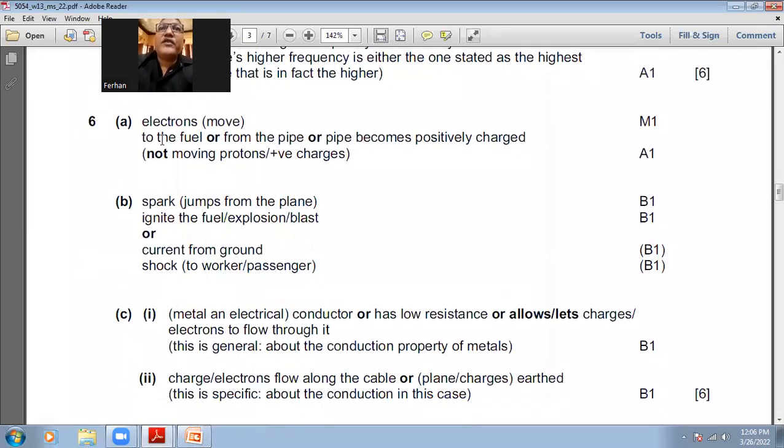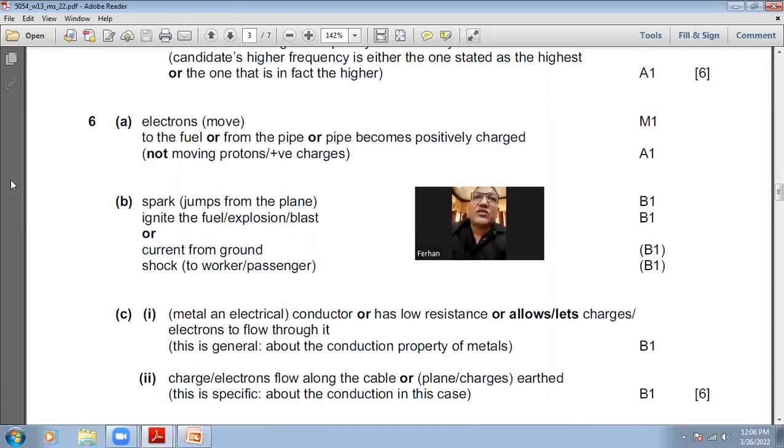We are talking about question number 6, and it is showing up on your screen. You can pause the video and read this marking scheme very carefully. I have already checked my answers with this marking scheme. Please pause the video, look at the marking scheme, check the answers which I wrote, and compare them with the marking scheme. It's a very important thing.